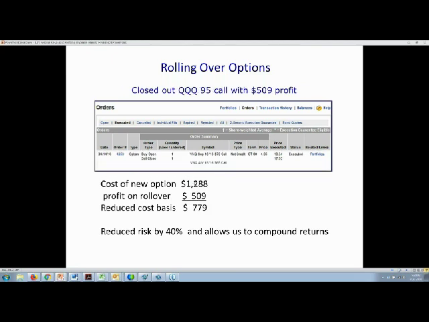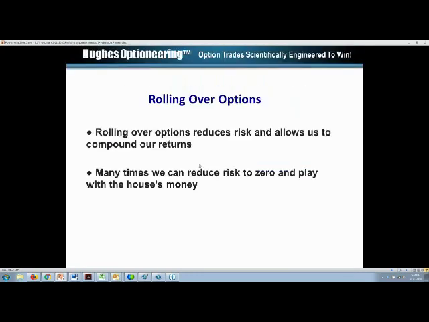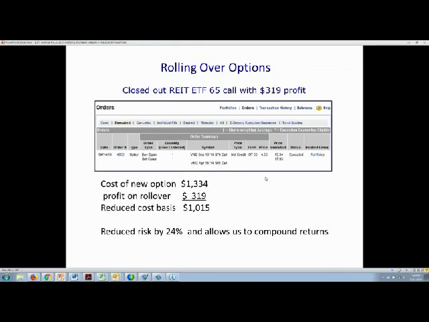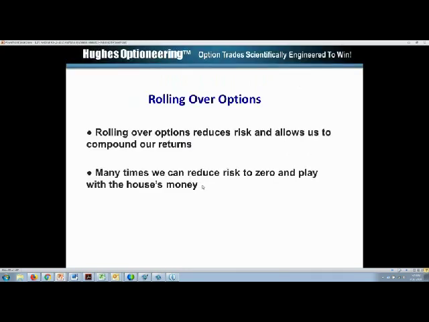Here's another example. This is for the QQQ. We closed out the 95 call with a $509 profit. The cost of the new option, let's see here, I have the wrong brokerage statement here, but in this example, we were able to reduce the cost basis of the new option by $319, down to $1,015 instead of $1,300. So when you roll over options, that allows us to reduce our risk.